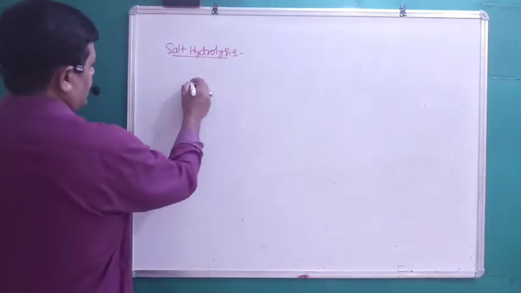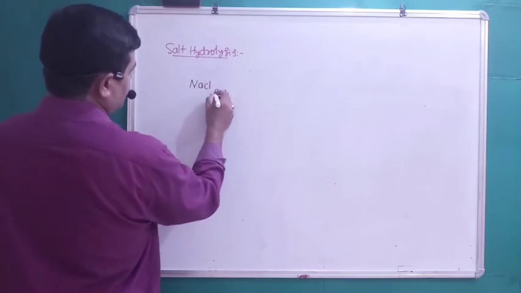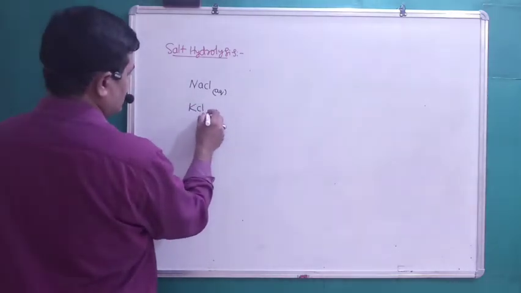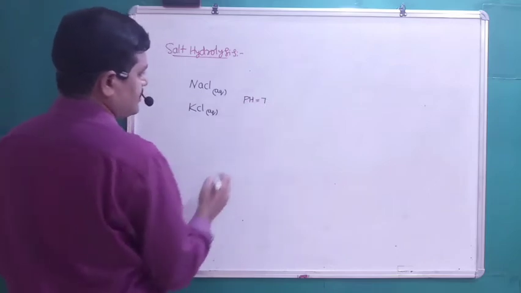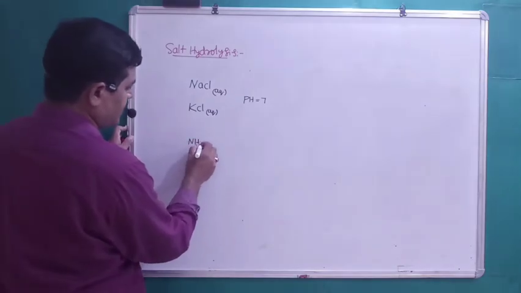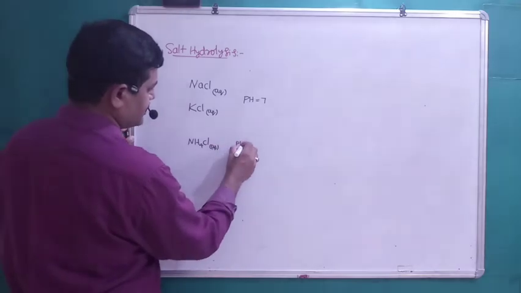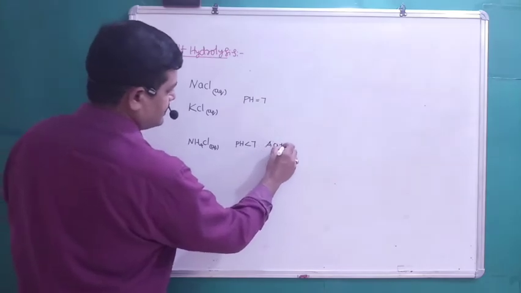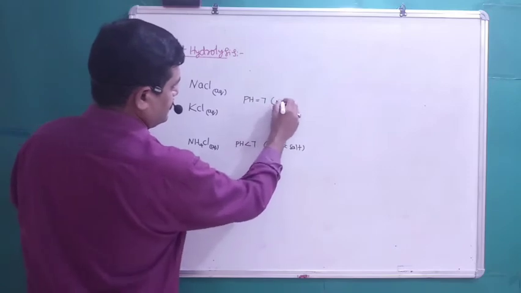For example, if we take sodium chloride NaCl, or similarly KCl, the aqueous solution of these salts has pH 7. These are neutral salts, right? If we take a salt like ammonium chloride, NH4Cl, the aqueous solution of this salt has pH less than 7, which is called an acidic salt. This is called a neutral salt.